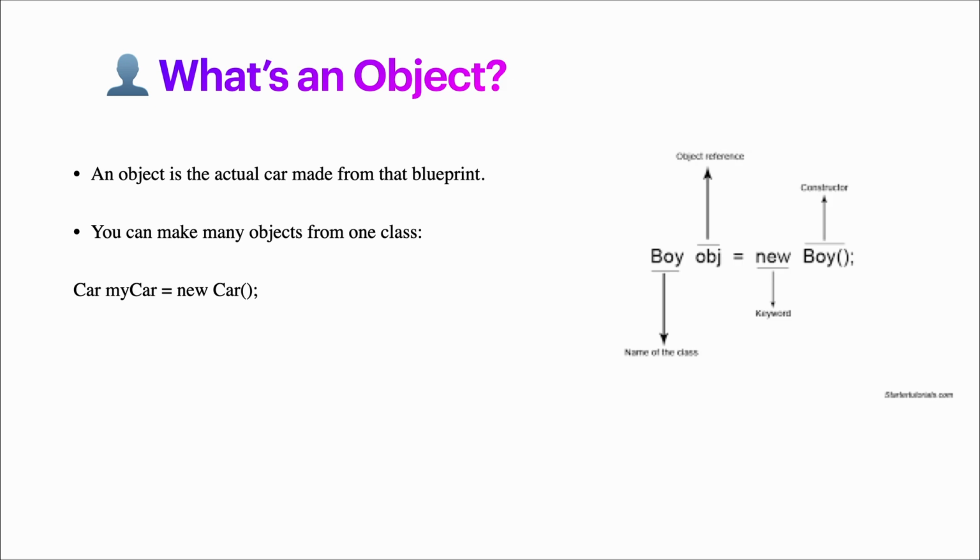So let's go with an object. You can make many objects from one class, but you can only have one class to many objects. Okay, so those are two major differences of the class and object. We're going with how to create an object.